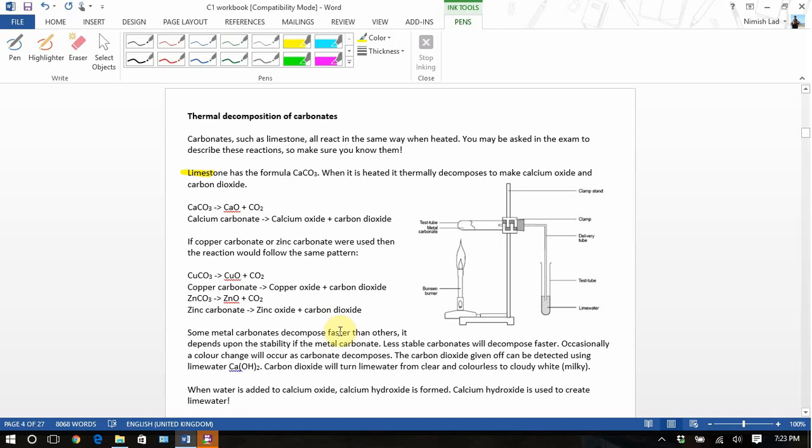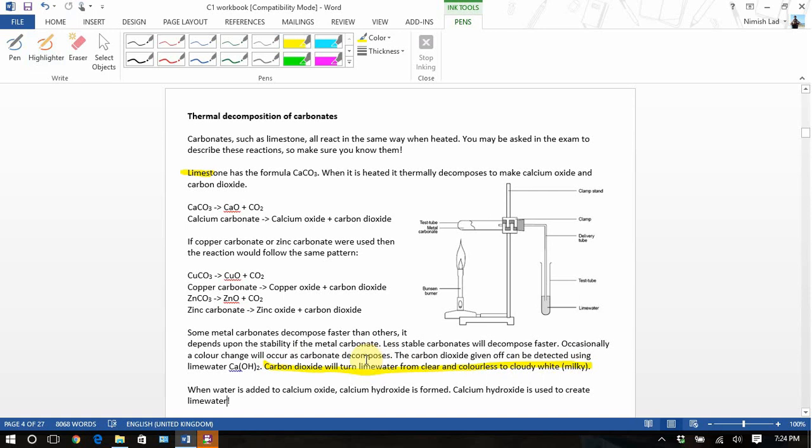And carbon dioxide is given off, and that can be detected by using lime water. So that's Ca(OH)2. Lime water, remember, will turn from clear to cloudy white. Okay, so that's what it does. It turns it from clear to cloudy white. Essentially, it makes it milky. So lime water will be turned milky in the presence of carbon dioxide. It's a key test that we could ask you. A key test for a chemical.